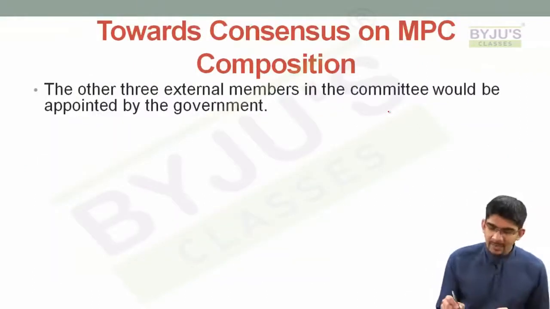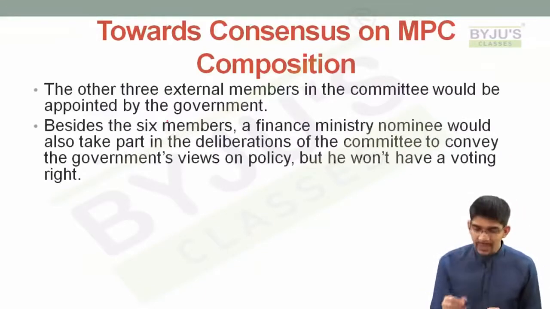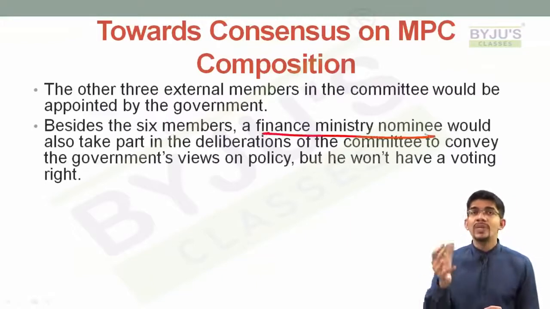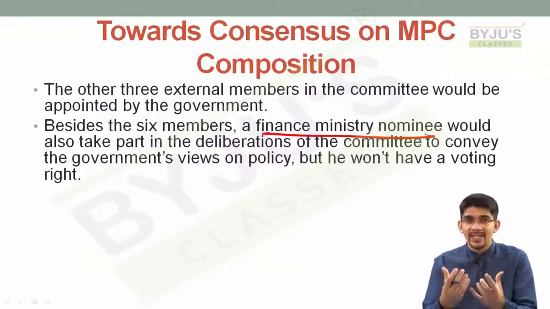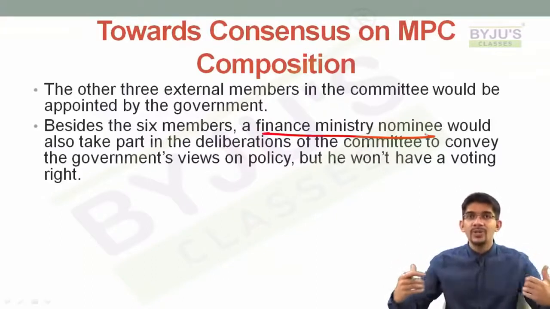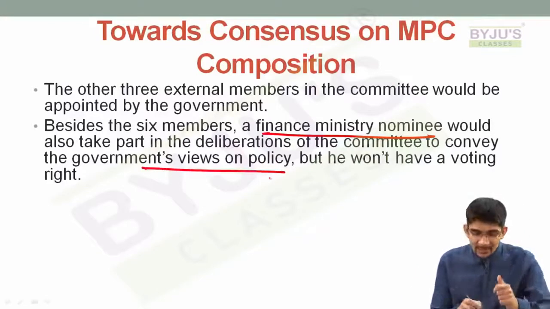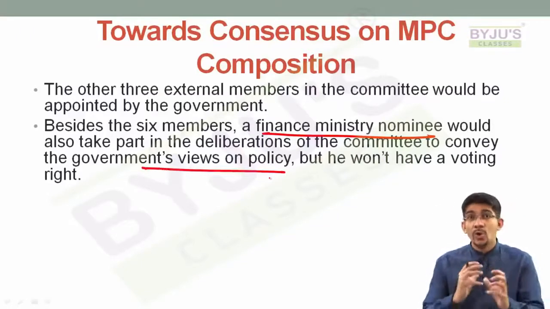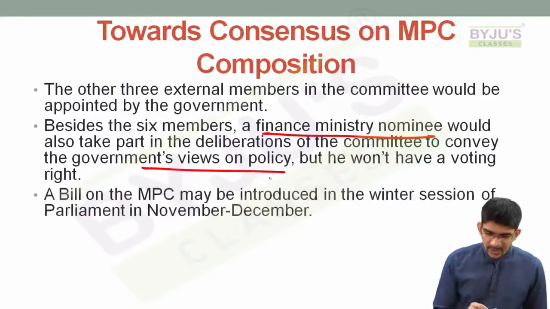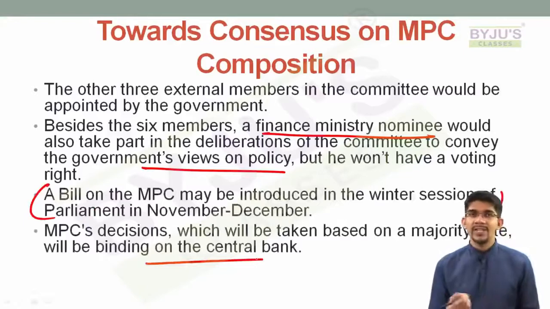As we said, the other external members in the committee will be appointed by the government. Now, in addition to these 6 members, a finance ministry nominee will also be attending the meetings, but he will not have a vote. He will be only there to facilitate, to increase the connection between government and RBI. He'll convey to the Monetary Policy Committee the government's views, what the government wants. This is supposed to increase the interaction and cooperation between the RBI and government. A bill may be introduced in the coming winter session, so we can eagerly await to see what the final results will be. Decisions of the MPC will be binding on the central bank.